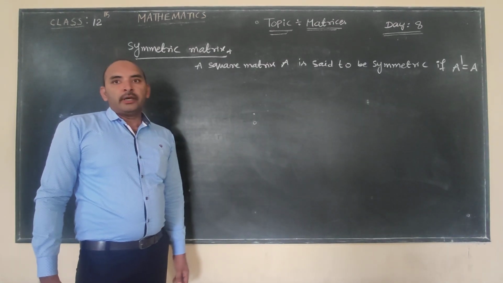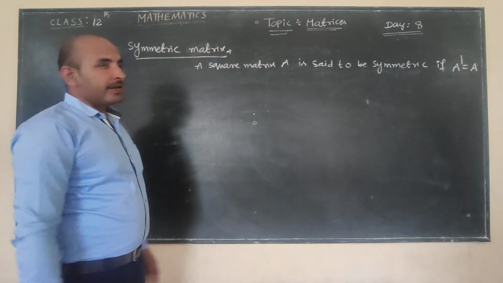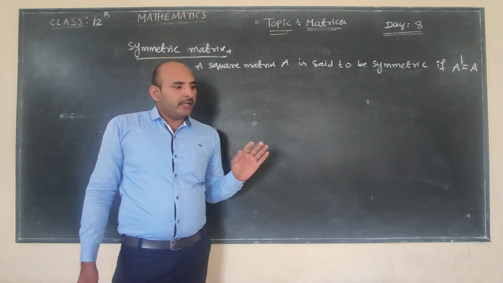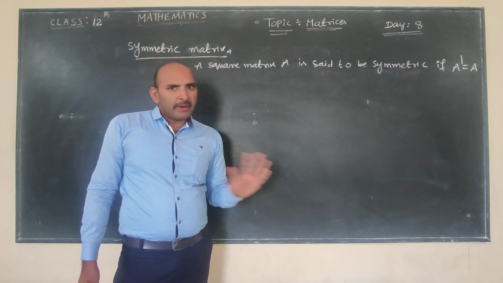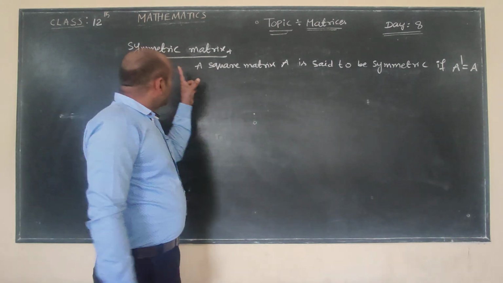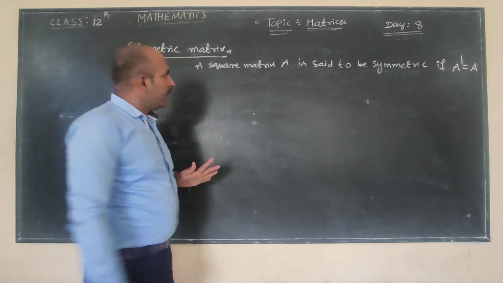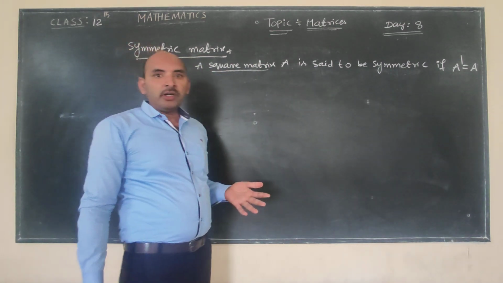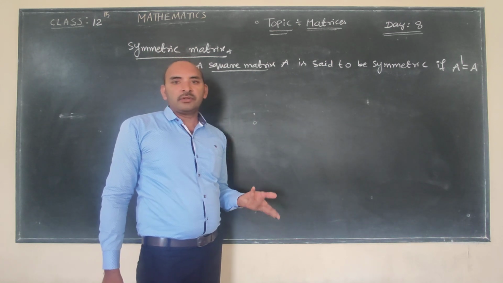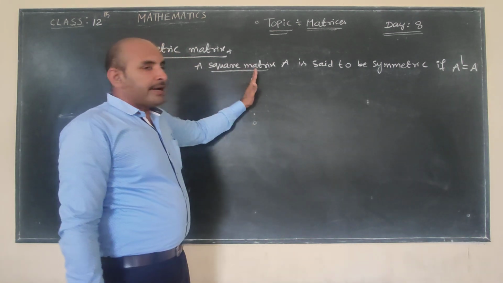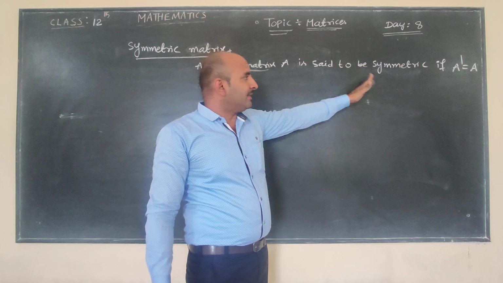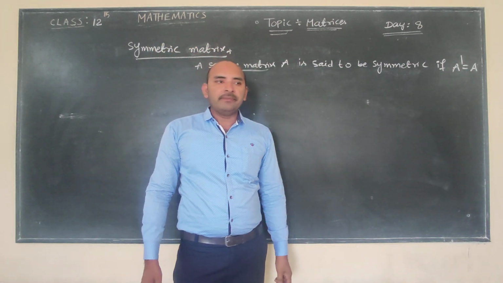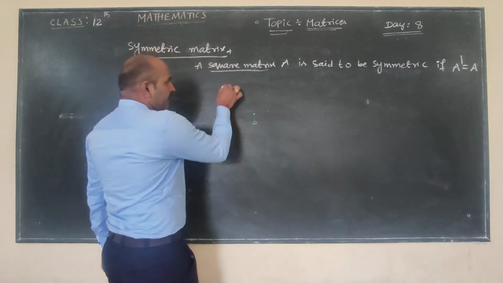Coming to the next concept, symmetric matrix. See, in the transpose of a matrix, you can take any matrix where the order is not mandatory. But coming to the symmetric matrix, you have to take only square matrices. Square matrix means what? Number of rows equal to number of columns. A square matrix, capital A, is said to be a symmetric matrix if A transpose is equal to A.